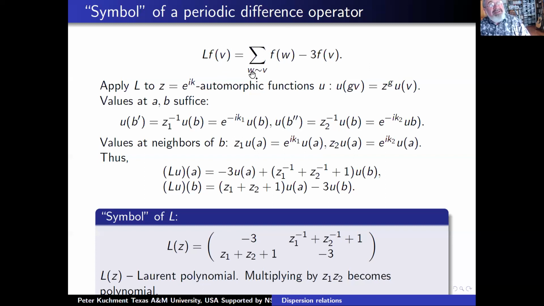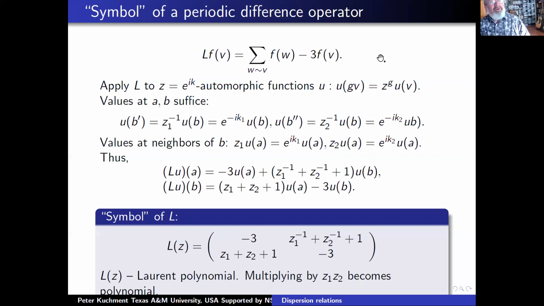So this is the Laplace operator. What it does, it sums over all neighbors. This tilde means that w is connected by an edge with v, minus triple or whatever the degree of the vertex value in the middle.